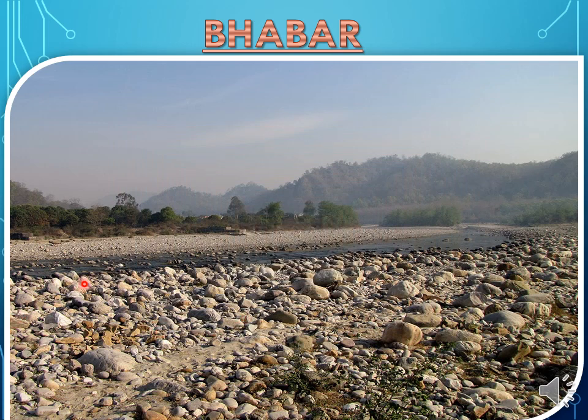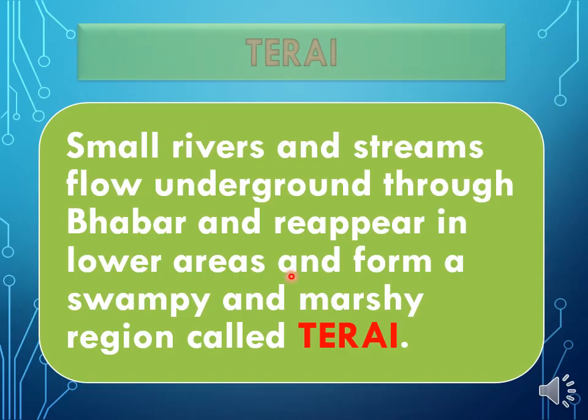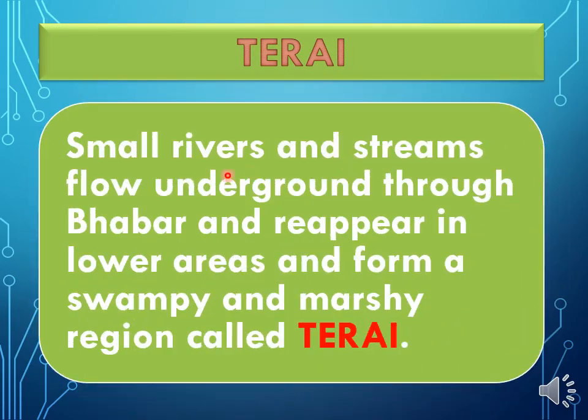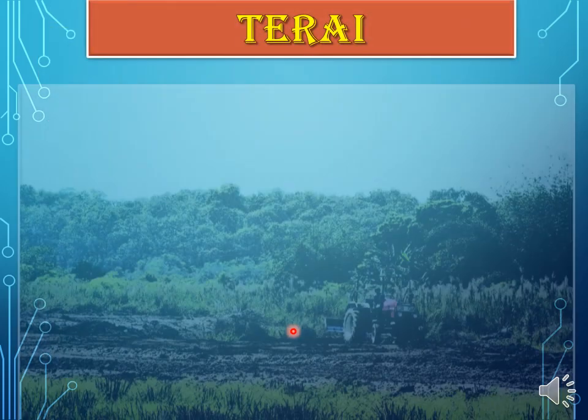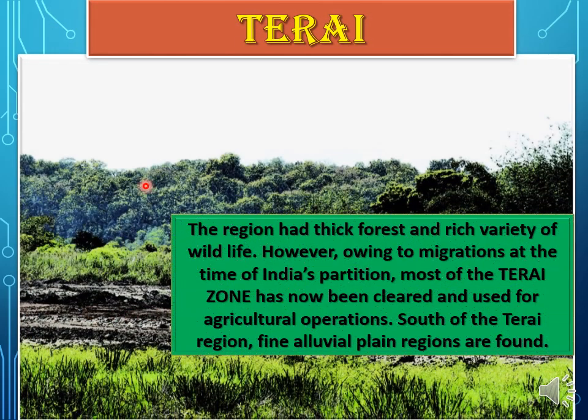Here you can see the picture of a Bhabar. You can see the pebbles and sediments deposited by the river. Terai. Small rivers and streams flow underground through Bhabar and reappear in the lower areas and form a swampy and marshy region. So this swampy and marshy region is called the Terai. Here you can see the picture, a swampy and marshy region.